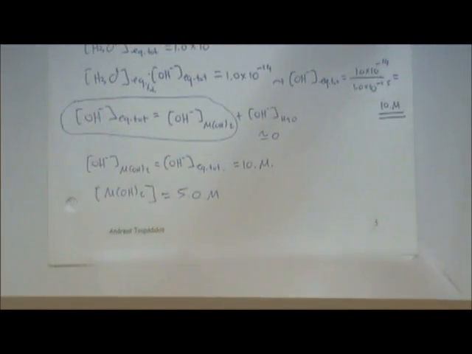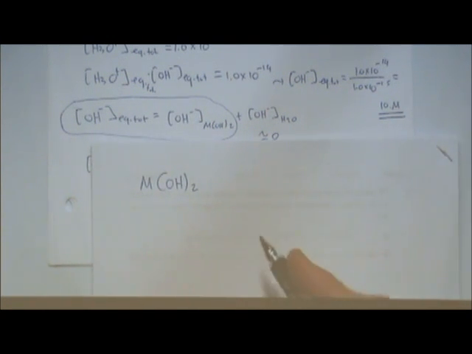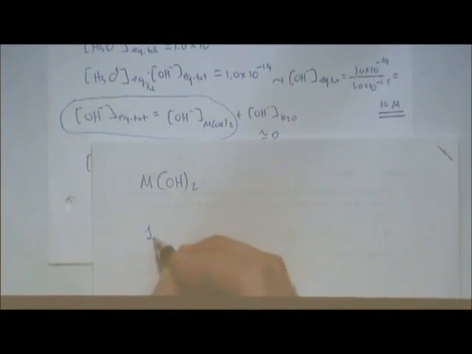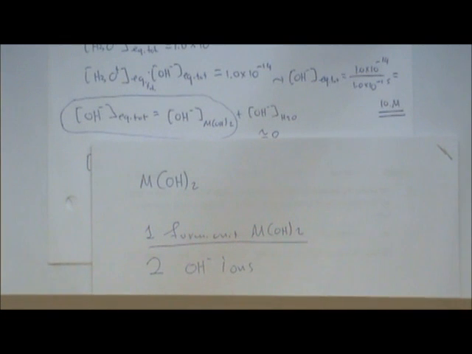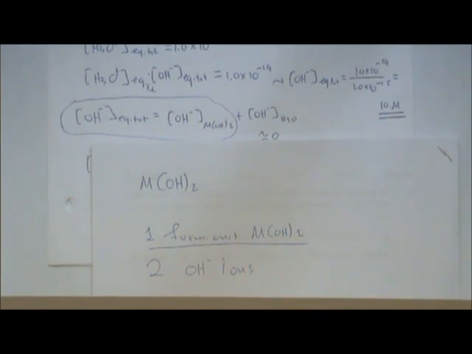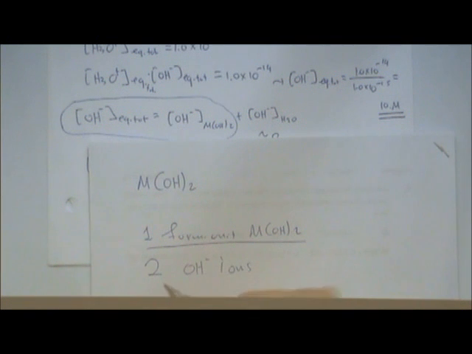Look. You have this base, and the ratio of particles is this. You got 1 formula unit of this per how many hydroxides? Per 2 hydroxide ions. Formula units, you see it as a particle. And hydroxide ion, you see it as a particle. So the ratio of these two particles is 1 to 2.